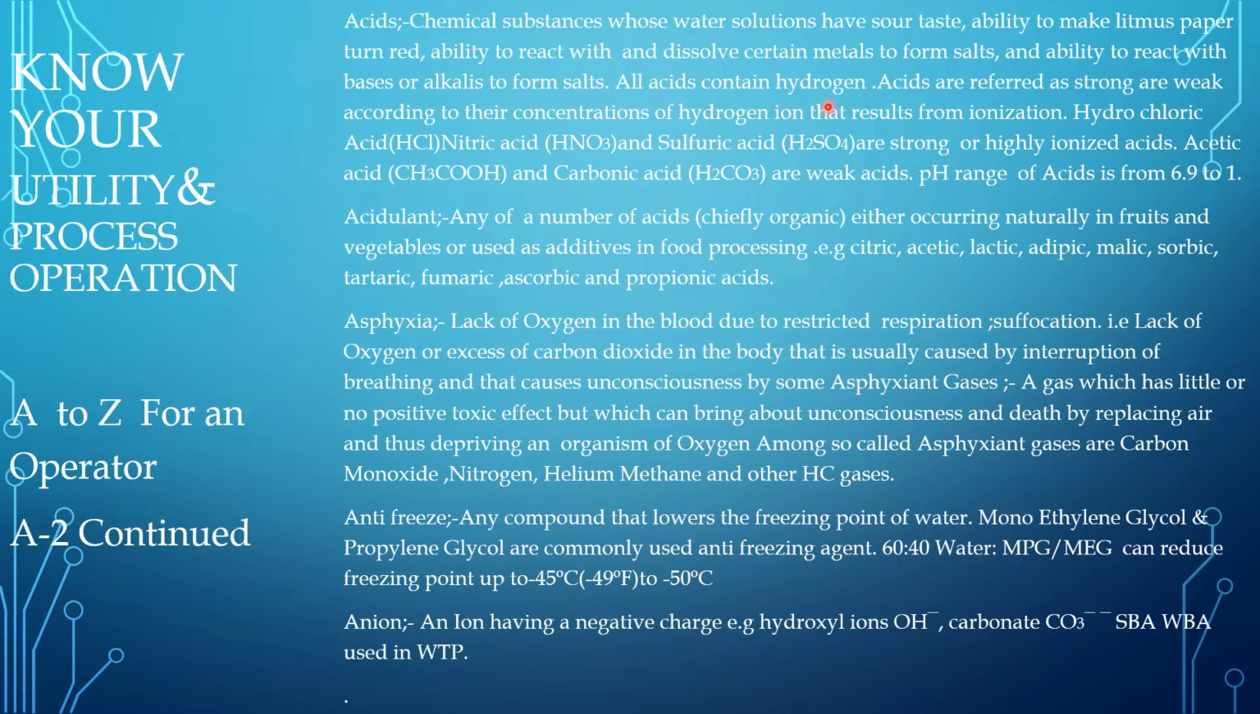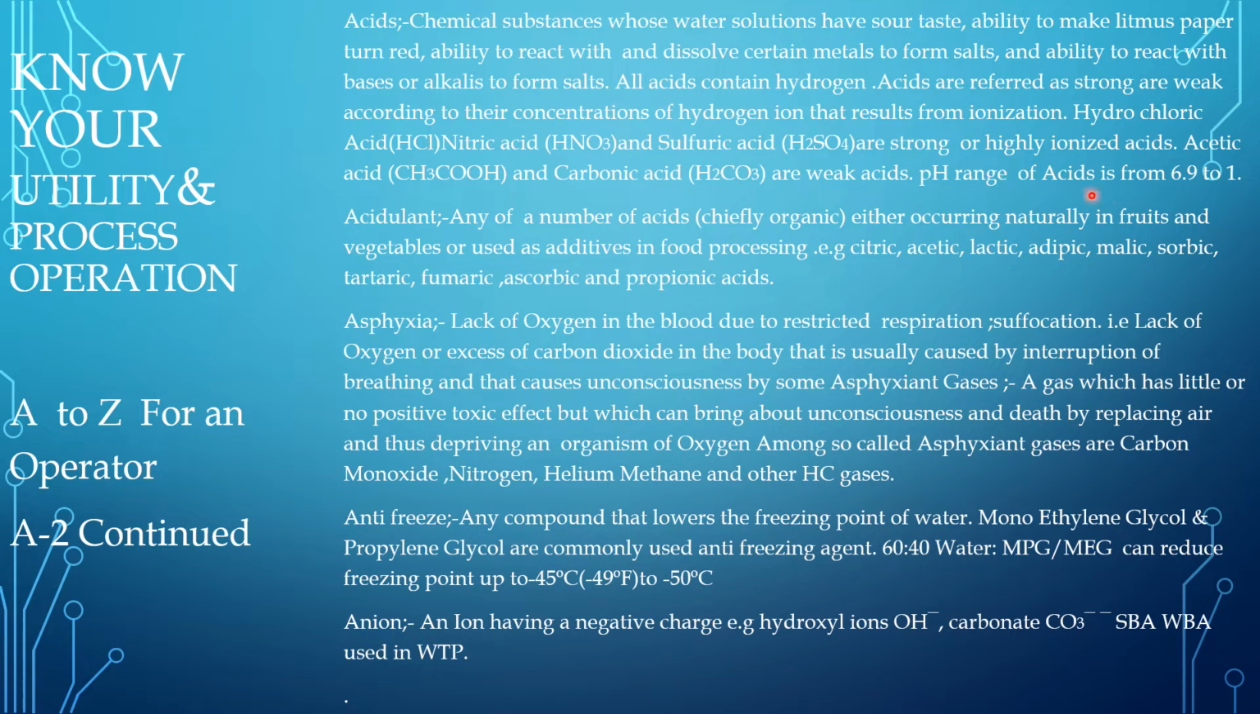All acids contain nitrogen. Acids are referred to as strong or weak according to their concentration of hydrogen ions that result from ionization. Hydrochloric acid HCl, nitric acid HNO3, and sulfuric acid H2SO4 are strong or highly ionized acids used in industries. Acetic acid CH3COOH and carbonic acid H2CO3 are other weak acids used in all types of industries.